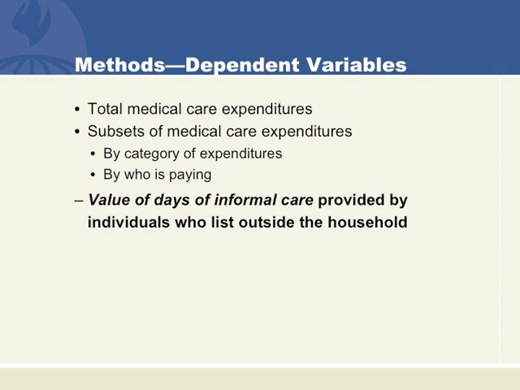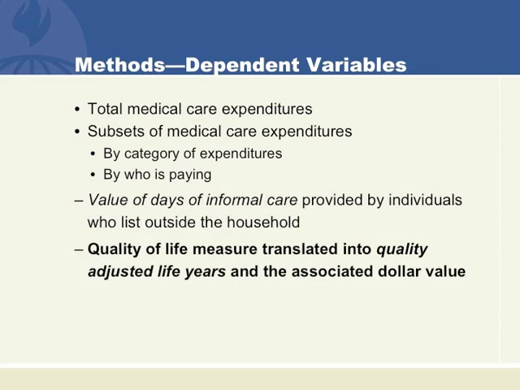Then we're going to look at the value of days of informal care provided by individuals who live outside the household, and then a quality of life measure translated into this metric called quality adjusted life years, which is sometimes used in cost effectiveness analysis. And we don't have a fixed value that our government has ever said this is exactly how much a quality adjusted life year is worth in the United States.